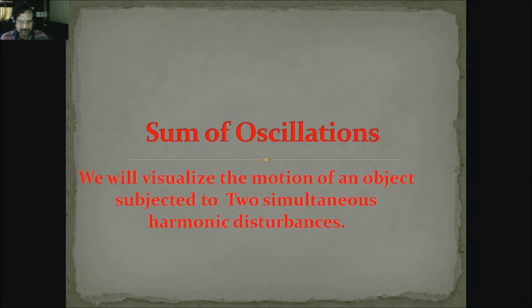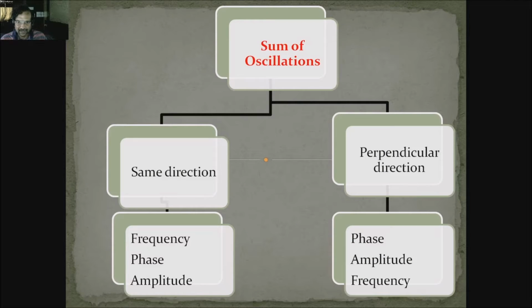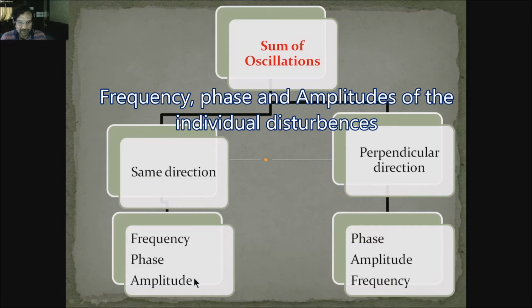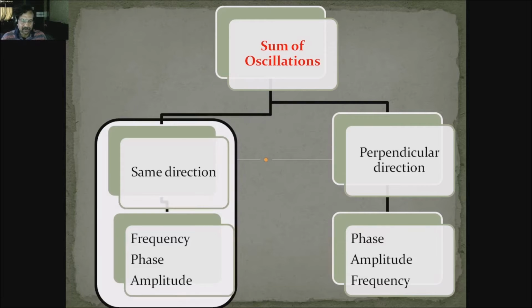Hello everyone, in this video I am going to show a colorful visualization of the motion of an object subjected to two simultaneous harmonic disturbances. In an undergraduate syllabus there are two kinds of situations where individual vibrations act in the same direction or in the perpendicular direction, and then how the combined motion occurs depending on the frequency, phase and amplitude. In this video I am going to show the case of same direction.